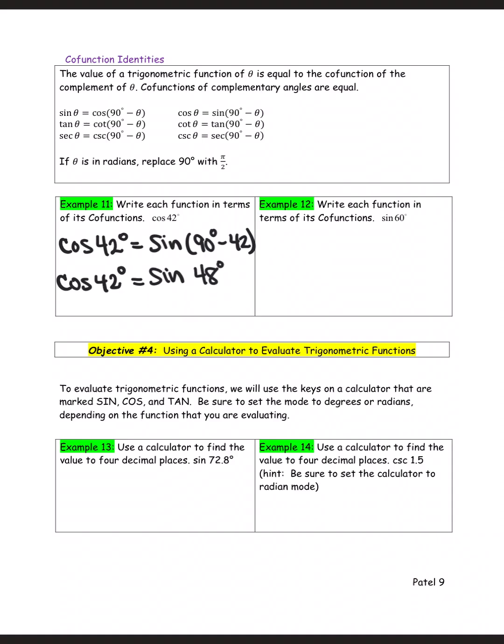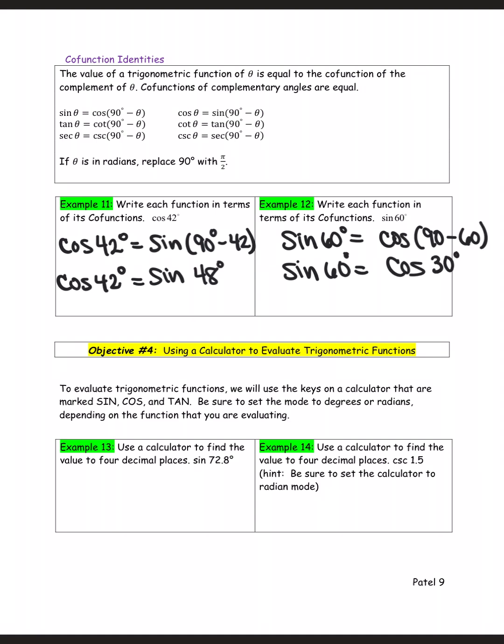Example 12, we're finding the cofunction of sine of 60. So we have sine of 60 degrees is equal to cosine of 90 minus 60 degrees. So sine of 60 degrees is equal to cosine of 30 degrees. And to be quite honest, let's check that and verify. So remember that this is the 30, 60, 90 triangle. Opposite to 30 degrees is the length of 1. Opposite to 60 degrees is the length of square root of 3. And opposite to my right angle, which is 90, is the length of 2.